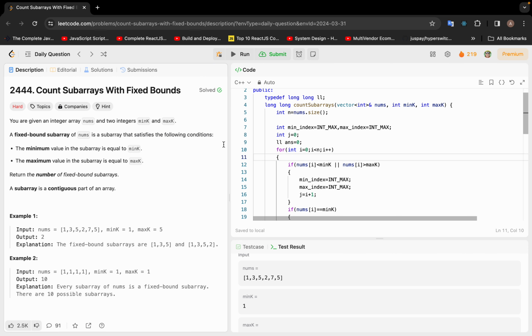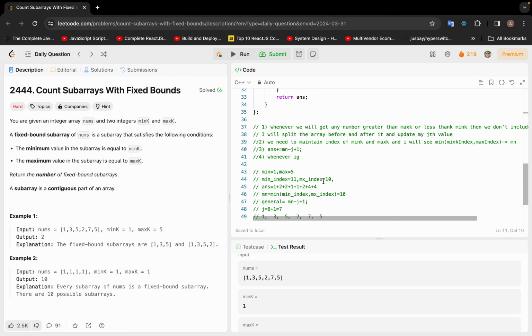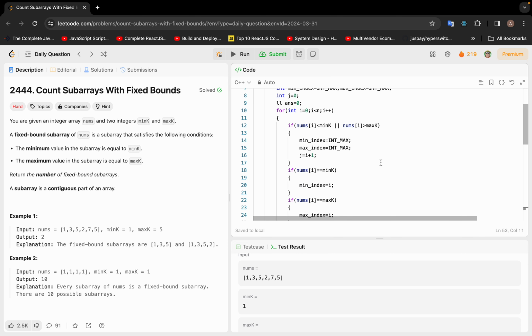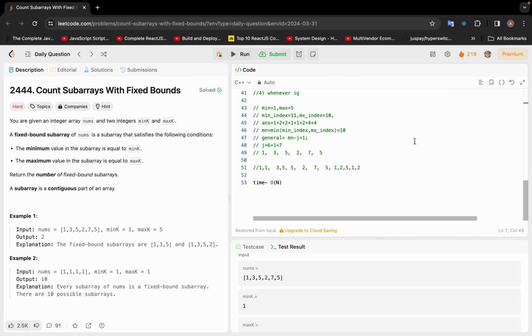So what will be the time complexity for this? Time complexity will be O of n. Why? We are just iterating one time in this array. And what is the space complexity? We are not taking any extra space, right? Then space complexity will be O of 1.